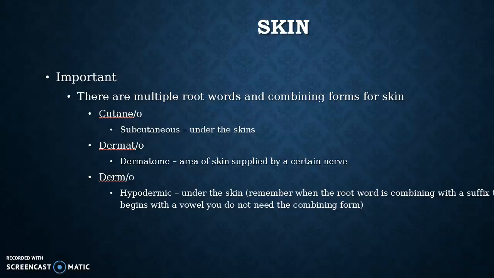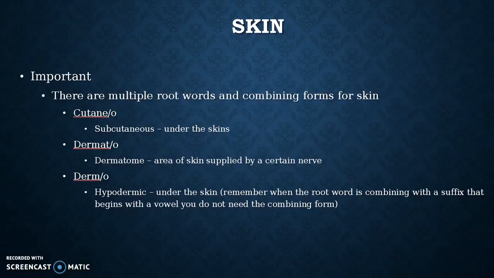In the medical language, there are multiple words that mean the same thing. So, in multiple of these, there are multiple combining forms that mean the same thing. For example, skin, we have cutano, dermato, and dermal. All of them mean skin. So we have subcutaneous and hypodermic. These mean under the skin. These are the same term, but they're two different combining forms. So all of these can be utilized to mean skin.